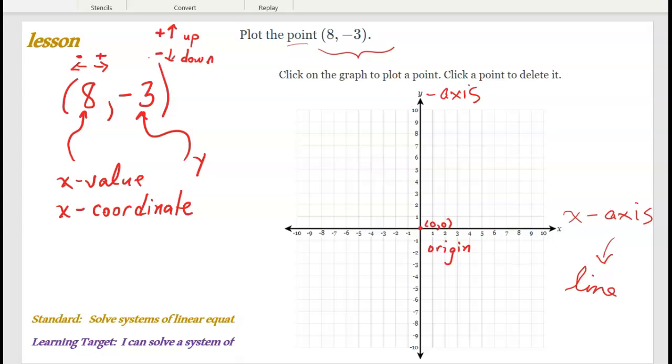Punto. Sounds like a bad word, but it's not. So 8 tells me to go 8 spaces to the right because it's positive, and down 3 because it's negative. Boom, there is the point 8, comma, negative 3. All right, let's do another one.